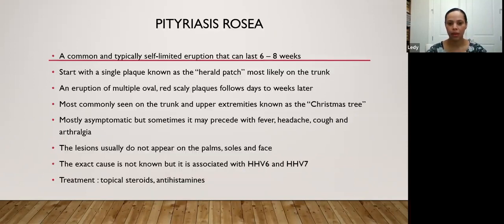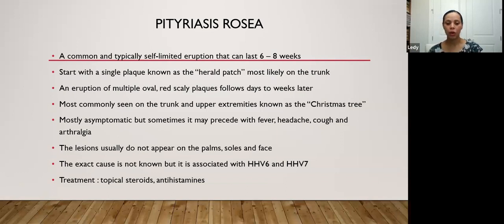Okay. All right. And then this one, pityriasis rosea, is also very common in kids. A common and typically self-limiting eruption that can last 6 to 8 weeks. Starts with a single plaque known as the herald patch, most likely on the trunk, and then it could spread everywhere else. An eruption of multiple oval red scaly plaques follows days to 2 weeks later. Most commonly seen on the trunk and upper extremity, known as the Christmas tree pattern. Mostly asymptomatic, but sometimes it may be preceded by a fever, headache, cough, and joint pain. The lesions usually do not appear on the palms, soles, and feet.